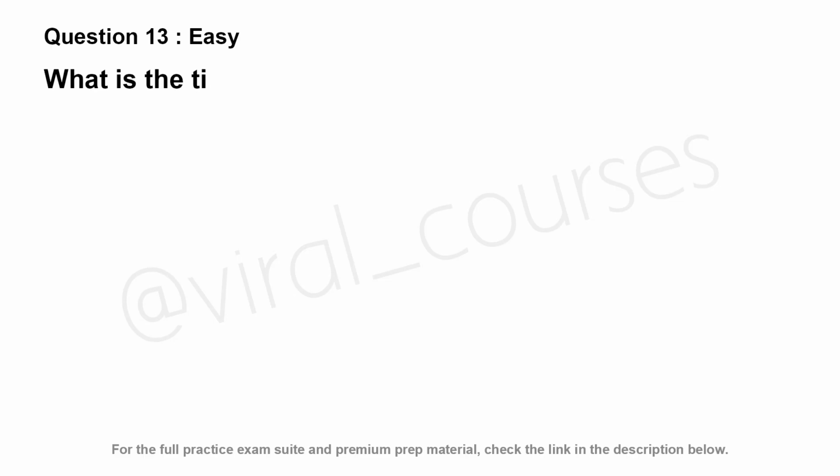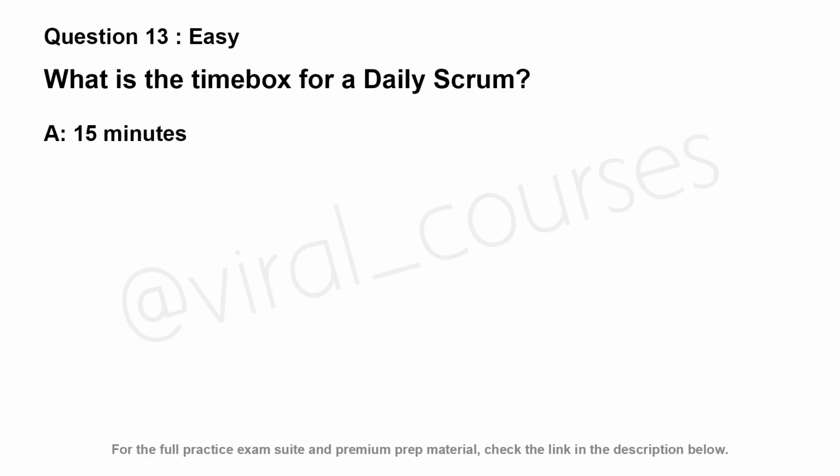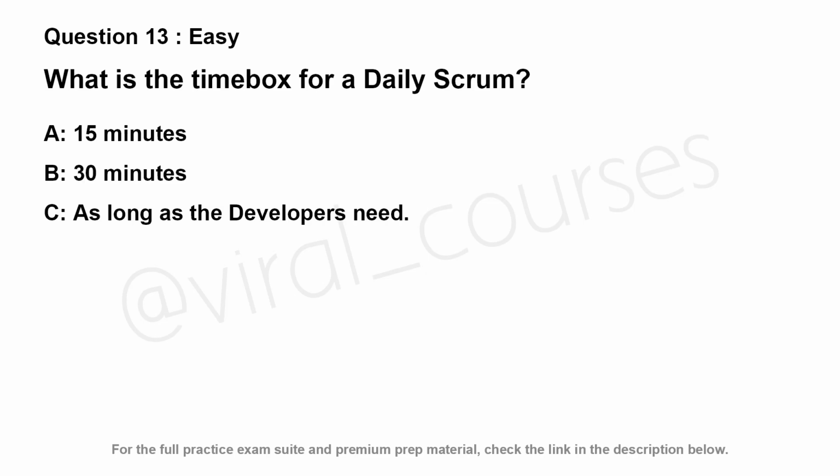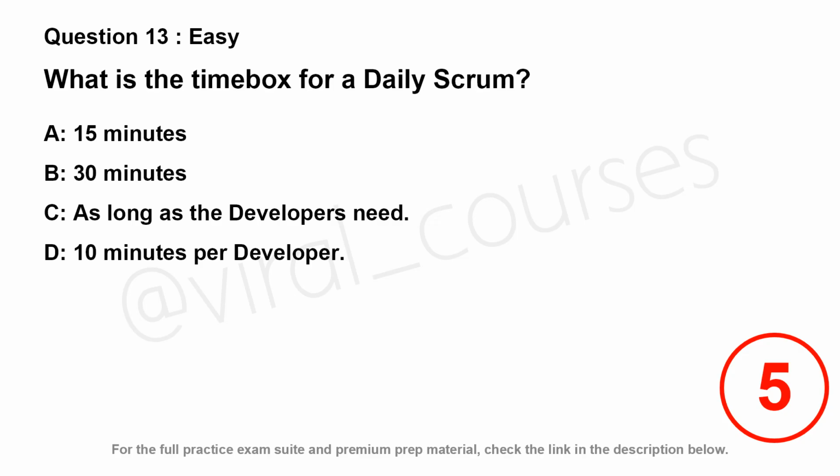What is the time box for a daily Scrum? Option A: 15 minutes. Option B: 30 minutes. Option C: as long as the developers need. Option D: 10 minutes per developer.